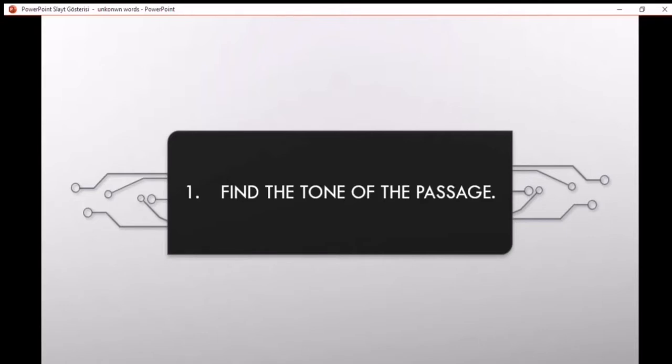Why is it important to find the tone of the passage? Because the words we might not know can be adjectives. Adjectives give us extra meaning for the words. So if the tone is negative, the adjective will probably, 99% of the time, be negative. Or if the writer has a positive approach, then the adjective is highly likely to be very positive.